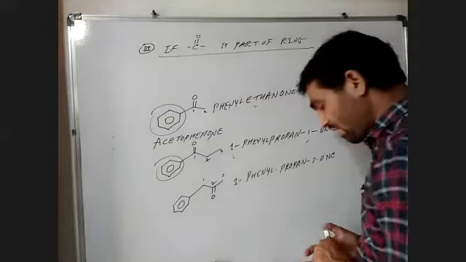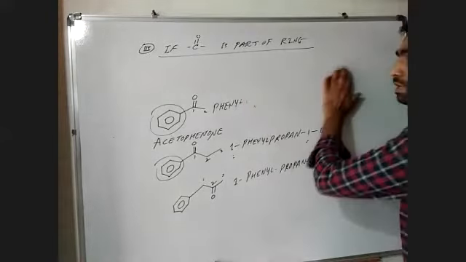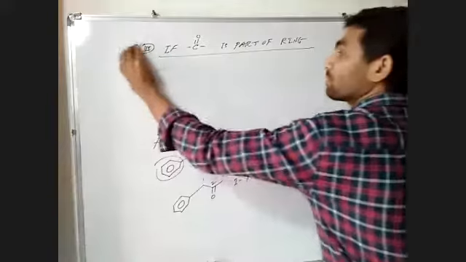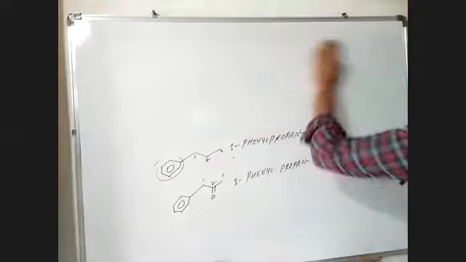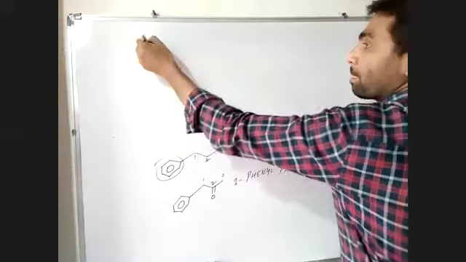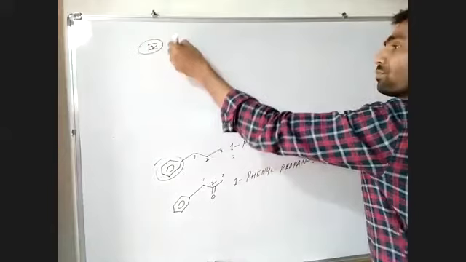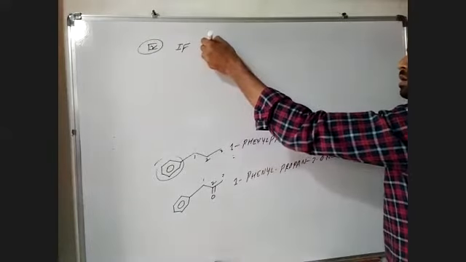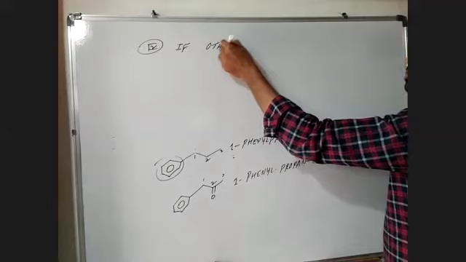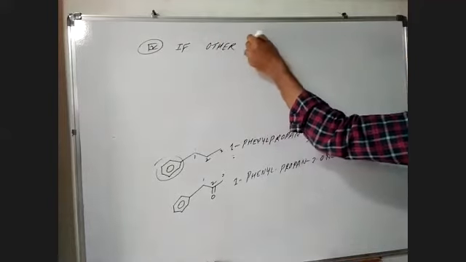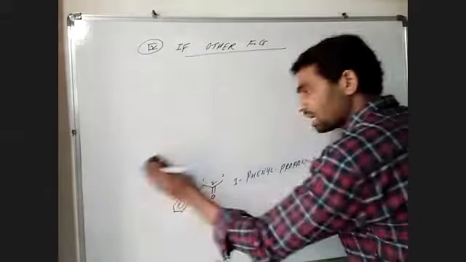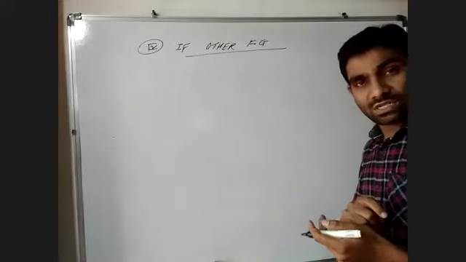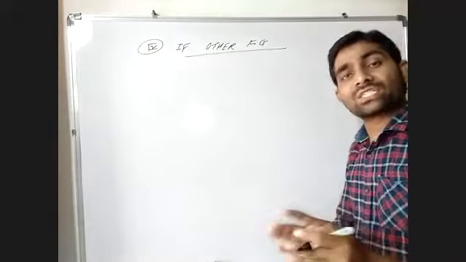So like this, we have a diversity of examples. The next condition will be the fourth condition. What is the fourth condition? If other functional groups are also present in the ketone, there is no need to worry about it. The rules will be exactly the same.